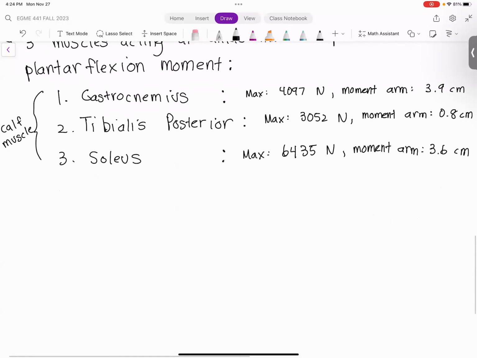Let me illustrate this for you. I'm going to draw a very simple diagram, just to keep it simple. Let's say in 2D, this dot right here represents the ankle joint. First, let's look at the gastrocnemius muscle. Let's say the gastrocnemius muscle attaches somewhere over here, and then produces a force Fg in that direction.